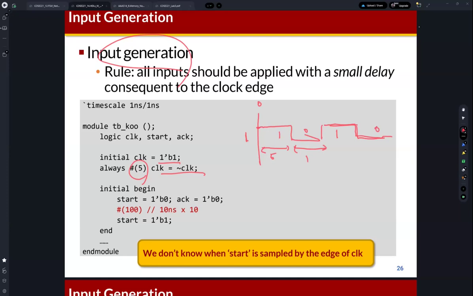So what is the clock period? In this example, this is the clock period. The clock period is 10, right? You need to understand that when your clock is generated, this delay number is half of the clock period. I explained the reason, right? Anyway, this is the clock signal.